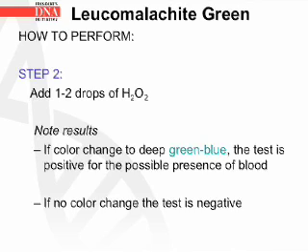Step 2. Add 1 to 2 drops of hydrogen peroxide. Note the results. If the color change goes to a deep green or blue, the test is positive for the possible presence of blood. If there is no color change, the test is negative.